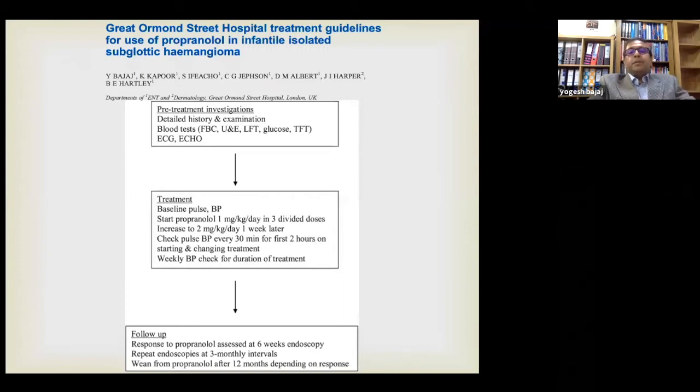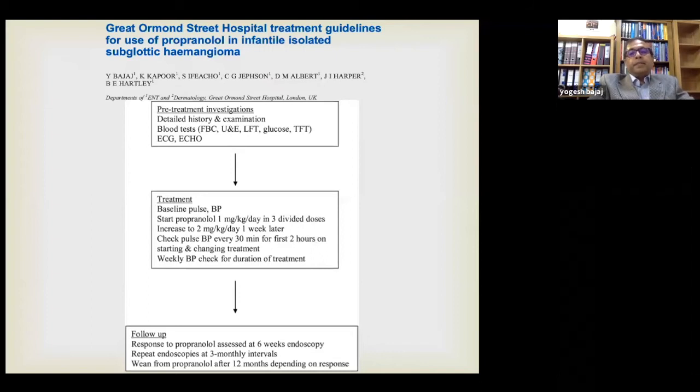And when you're starting anybody on propranolol, they need to be admitted, even if just for 2-3 hours on the day case ward. You take a baseline pulse and blood pressure. You start on a very low dose, 1 milligram per kilogram per day in 3 divided doses. And when you start the dose in the hospital, you monitor their blood pressure every 30 minutes for the first 2 hours, just to make sure they're not having any significant hypotension.